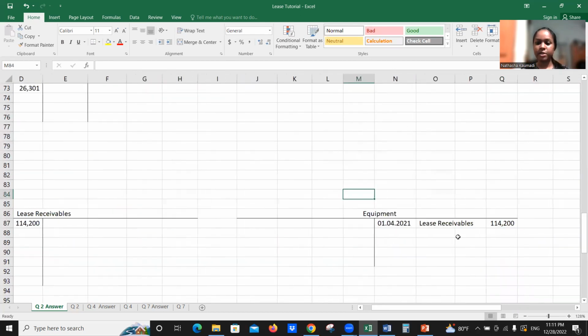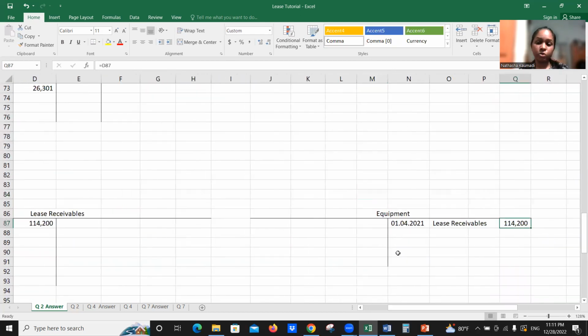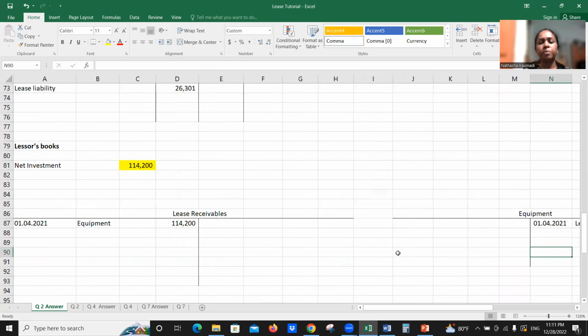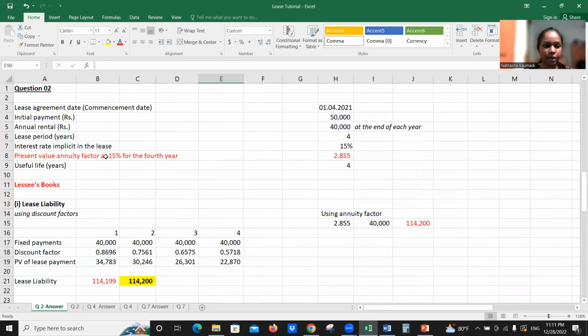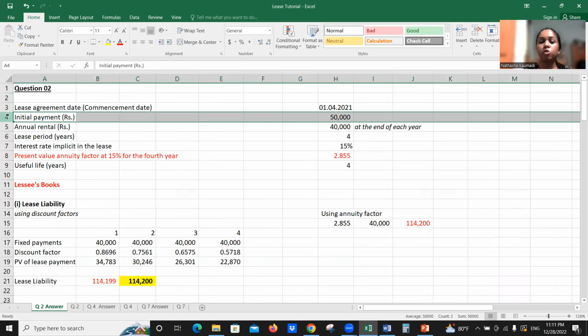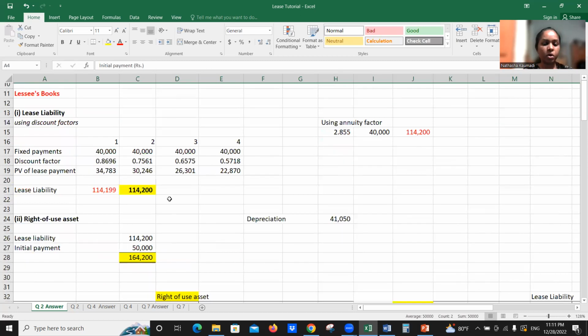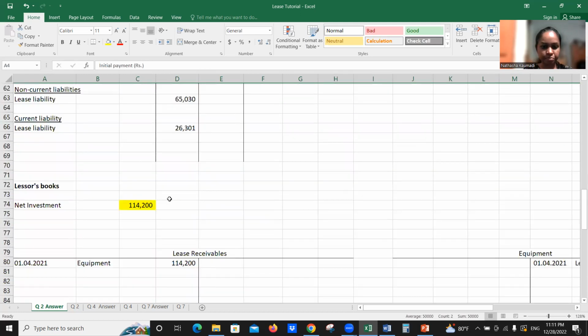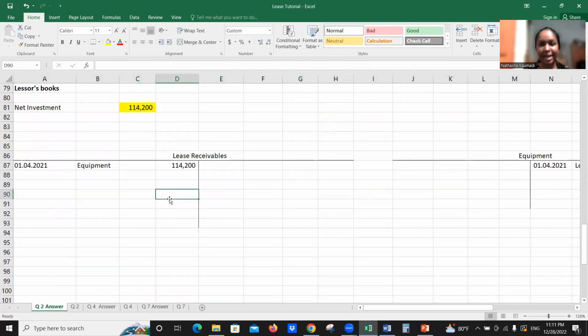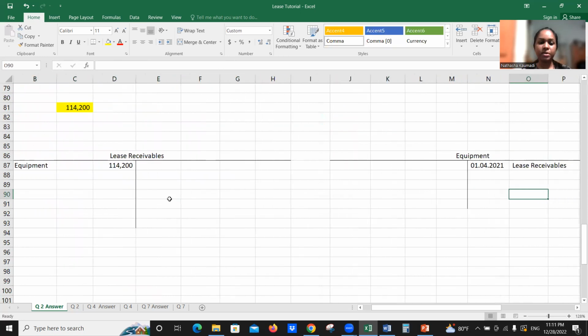Okay, so lease receivables is 114,200. Apart from this, now, if you can remember this initial payment, the down payment, the lessee paid the lessor a down payment of 50,000. This also needs to be recorded. How do we record this? You have received cash.